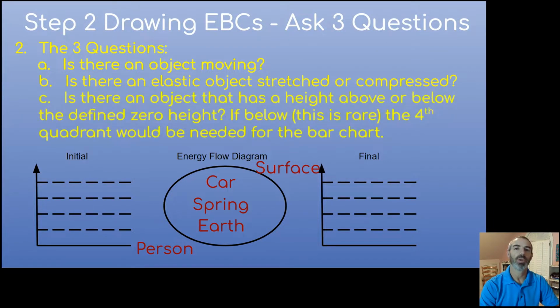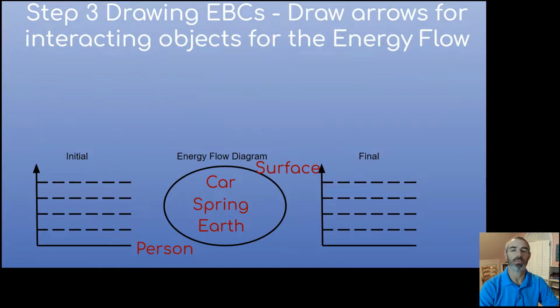Then you're going to ask yourself, do you have an object that is above or below the defined zero? Now, below is a very rare case. That would be an example if you define a desk as zero and there's an object on the floor. In most situations, you're going to define the lowest point in the problem as zero, and anything above that is going to have positive gravitational potential energy. So if you have an object that is above zero, then you're going to label UG and then again draw a bar. So the answer to those three questions would tell you which bars to draw.